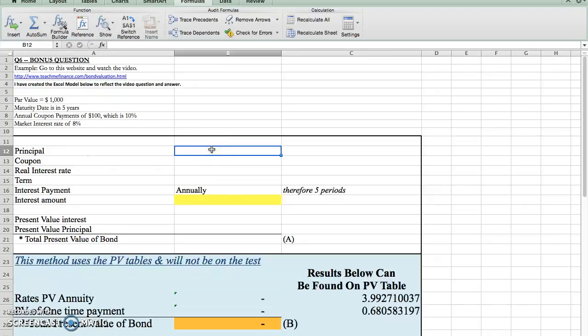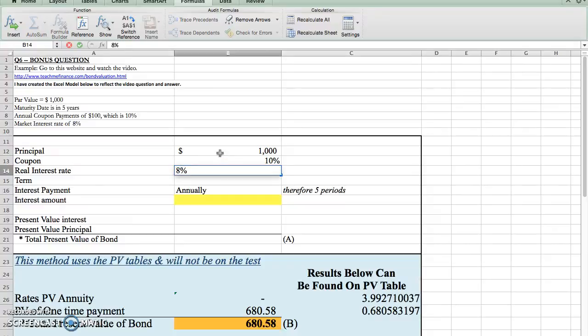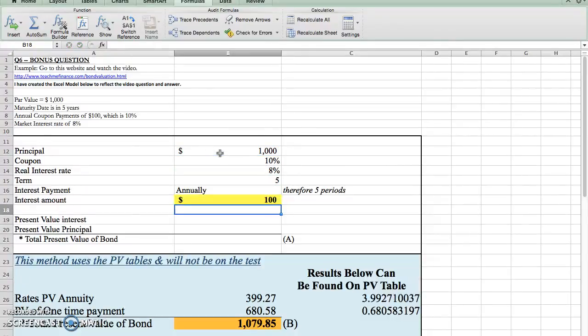So while I'm here, I'm going to go ahead and do this, even though you have the answer. And you can also watch this video up here, and I've put it as a separate link on Blackboard. But the principal is 1,000. And the coupon rate, if I look up here, is 10%. The real interest rate is 8, so it's less. And the term is 5 because it's being paid annually. The interest is always the principal times what the coupon is. That's the time when you use the coupon rate. So I'm going to get $100 a year for investing in this $1,000 bond.